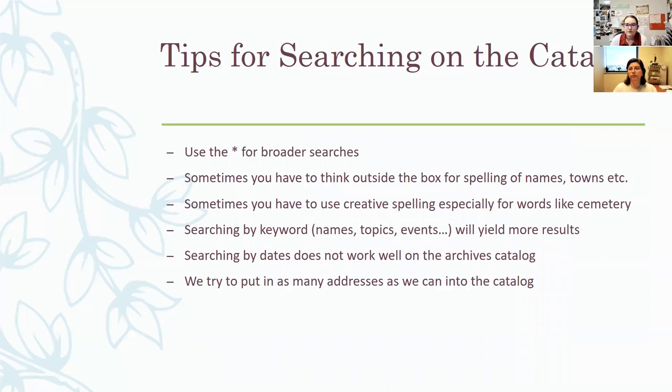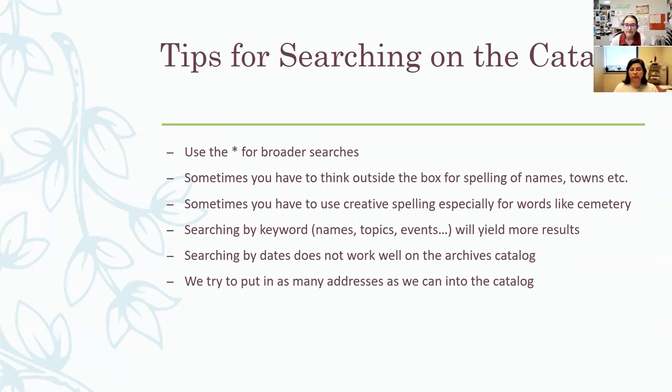So some other tips for searching on our catalog: you want to use the asterisk for broader searches. So if you want plurals, like map versus maps, you can put the asterisk, and it will help you search for everything, and you'll get more results that way.